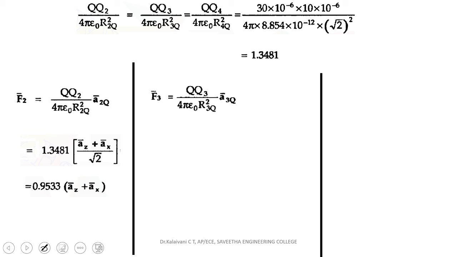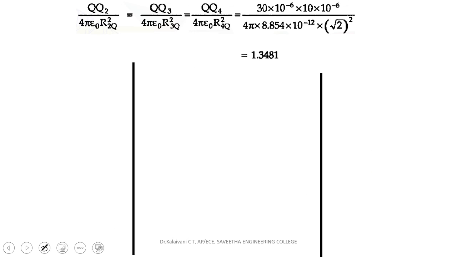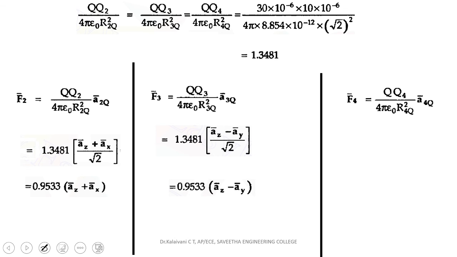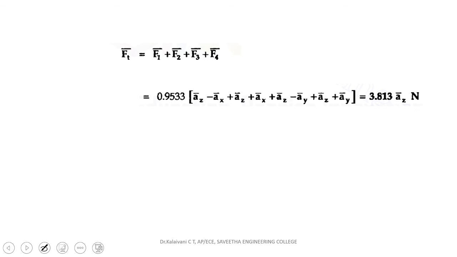Similarly, you can find F3. Since the a3 vector value is here, only that is a change. Substitute here and find F3, and in F2 also substitute and find it. Now the total force will be equal to F1 plus F2 plus F3 plus F4. Add all the answers, and you get the answer 3.813 az vector.